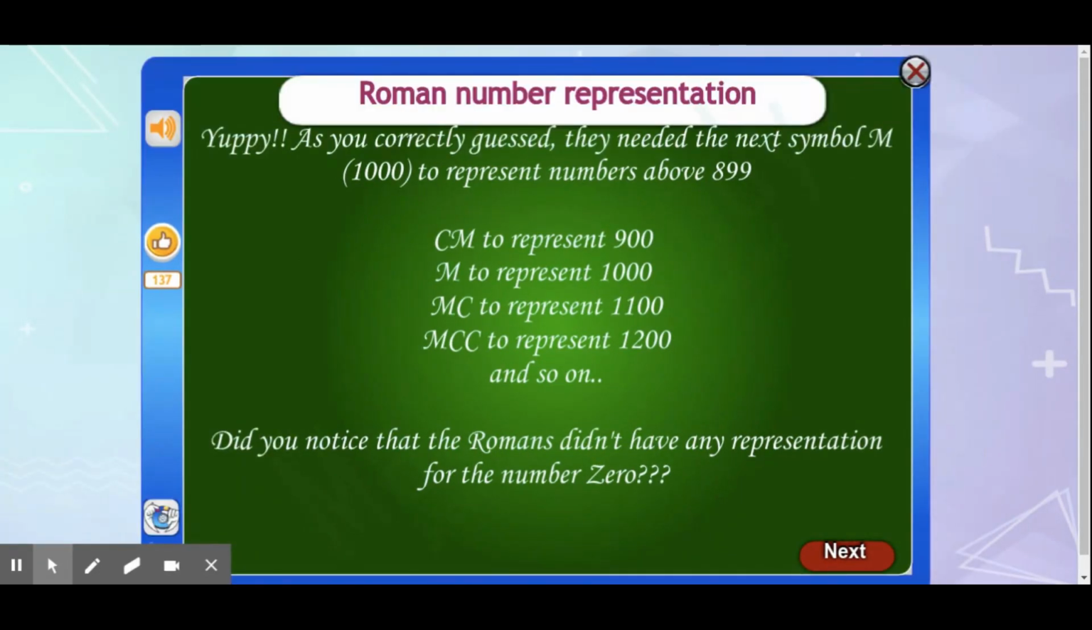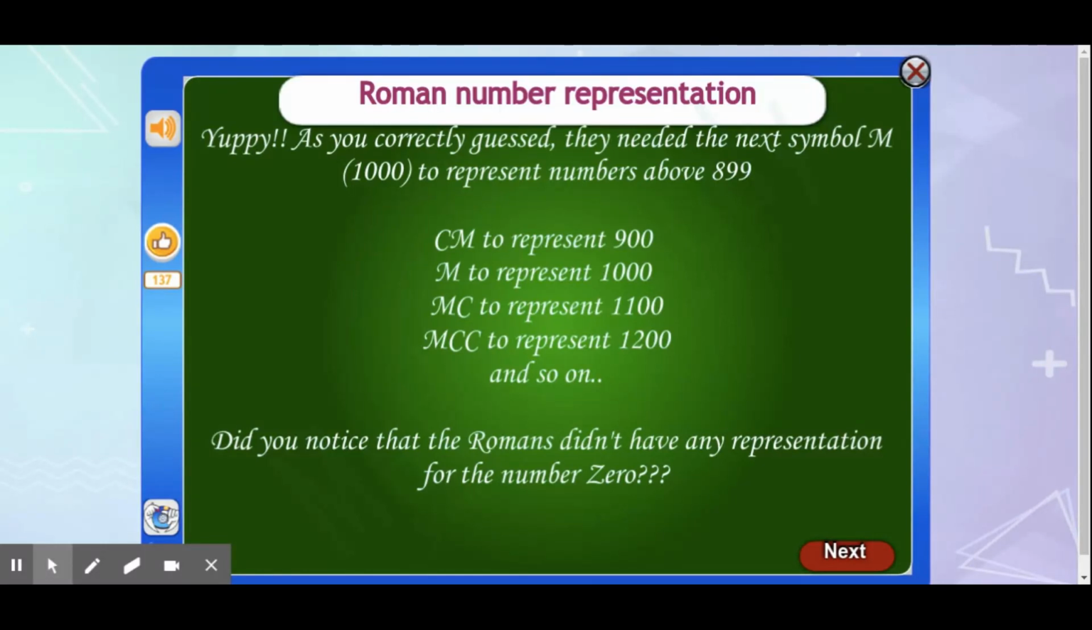There are two interesting things that I wanted to talk about with respect to Roman numerals. One is, did you ever notice that Romans never had the number 0? All the numbers were represented using the letters that we have seen so far. So why did they not need the number 0?